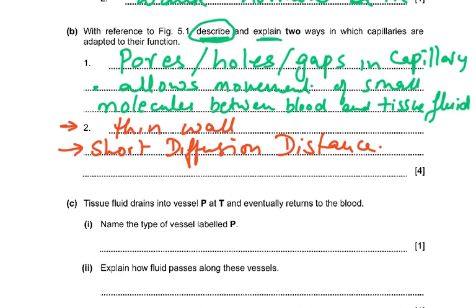Then large number of capillaries. So there's a big capillary bed, and that provides a large surface area. So a lot of describe and explain. Number one was pores allows movement. Number two was thin walls, short diffusion distance. Number three was thin, narrow, blood moves slowly. Next was large number of capillaries or capillary network, provides large surface area.